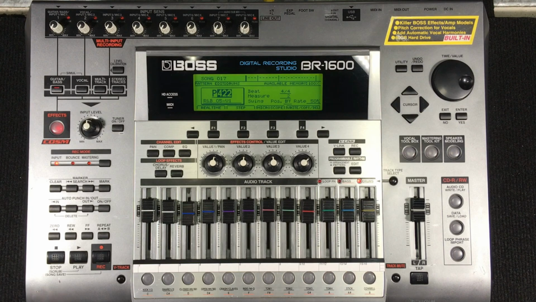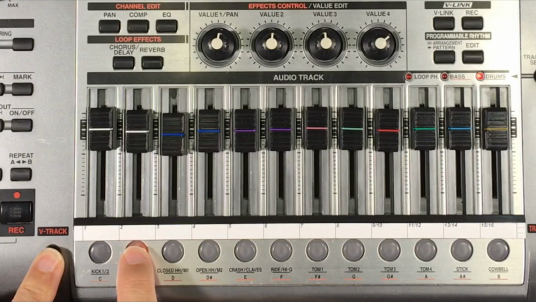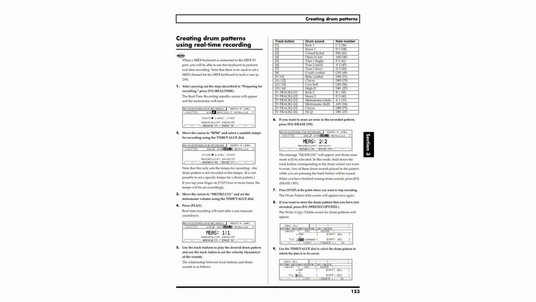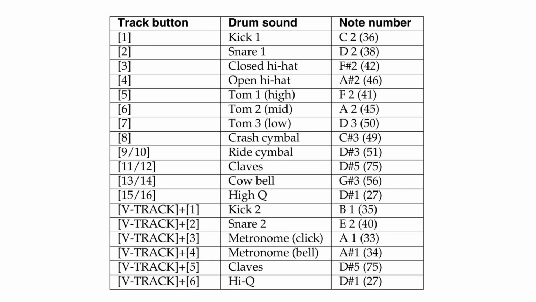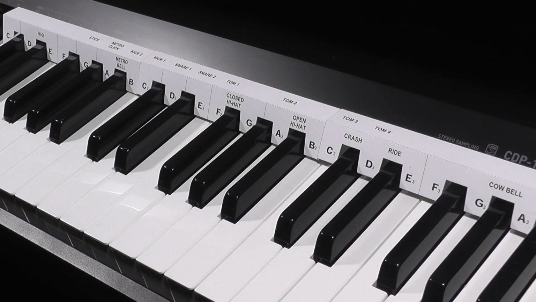For track 1 through 6, use the track button while holding the V-track button to access the second drum sound. The mapping of the MIDI notes to drum sound is shown on page 153 of the owner's manual. Unfortunately, it's wrong. This is how it should look. This is how the drum sounds are arranged when viewed on a piano keyboard.